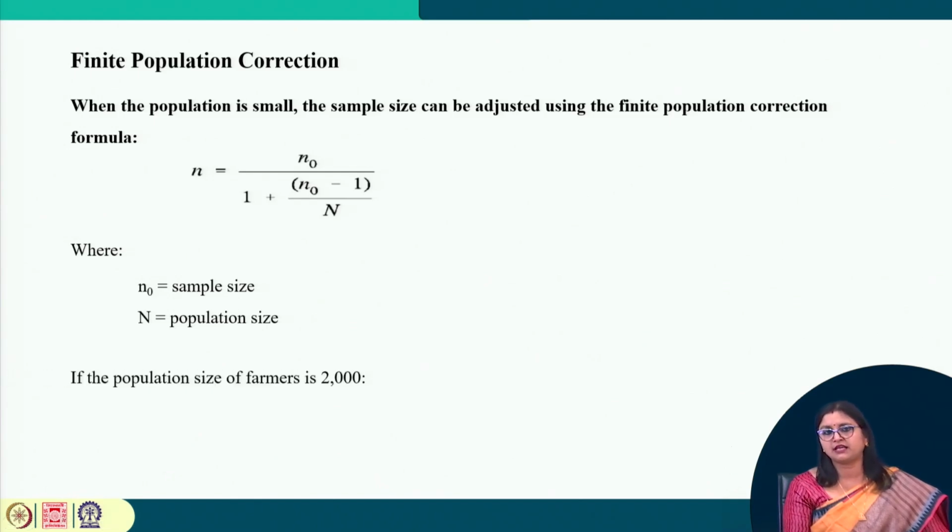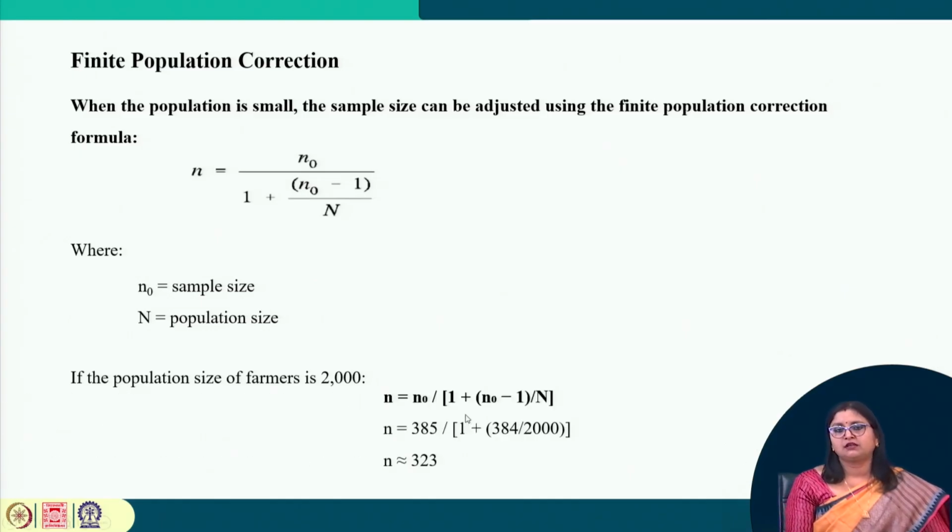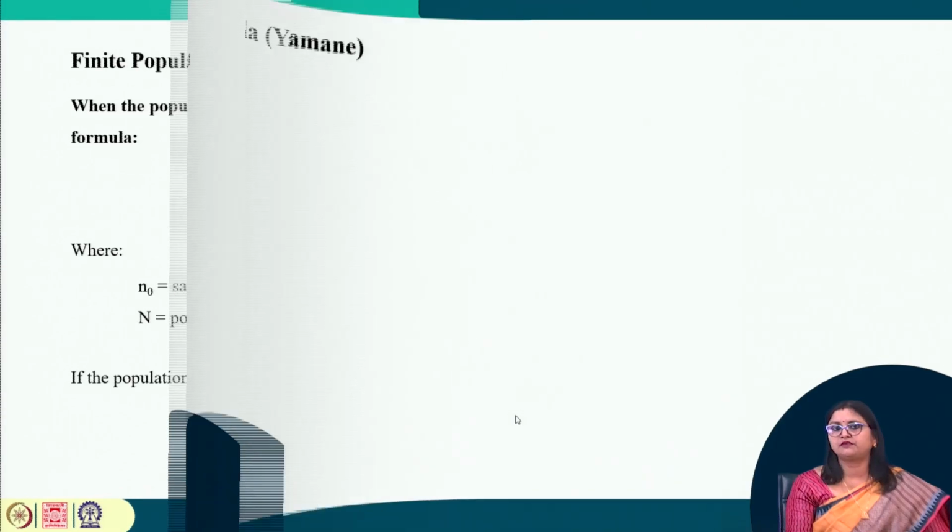If the population size of farmers is 2000, then if we follow this formula, n, the sample size, is equal to n 0 upon 1 plus n 0 minus 1 divided by capital N. So, the calculated value will be almost 323, which is near to the previously calculated value.